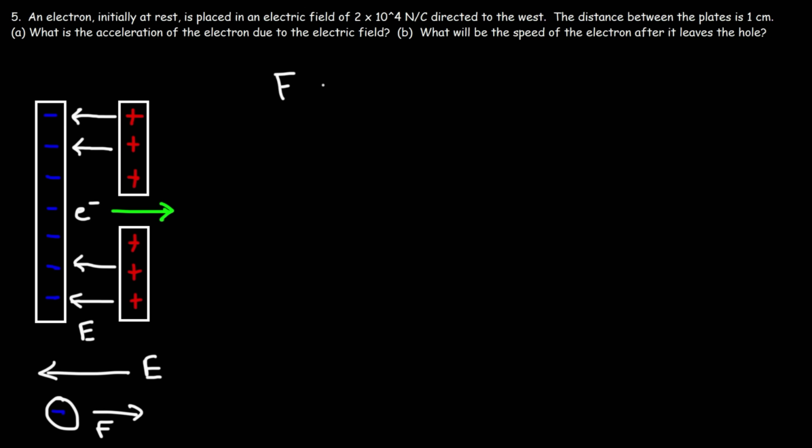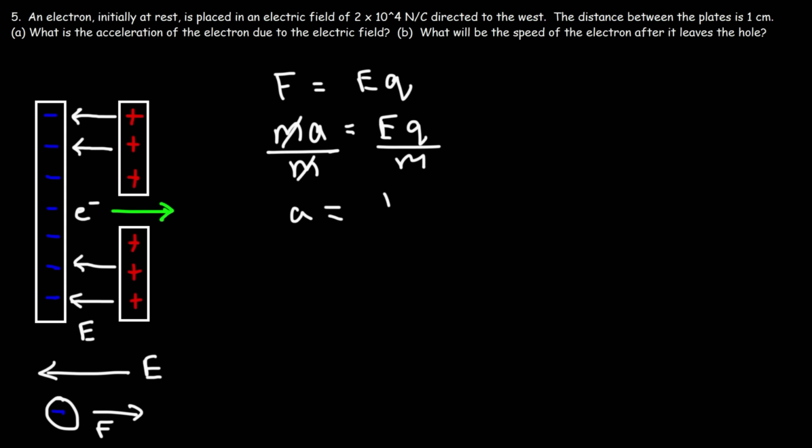We know the force acting on a charged particle is equal to the electric field times the charge of that particle. And since this is the only force acting on the electron in the x direction, the net force is going to be the electric force. So we can replace the net force with ma based on Newton's second law. So ma is equal to E times Q. And to solve for a, we're going to divide both sides by m. So for part A, the acceleration is going to be the force, which is E times Q, divided by the mass.